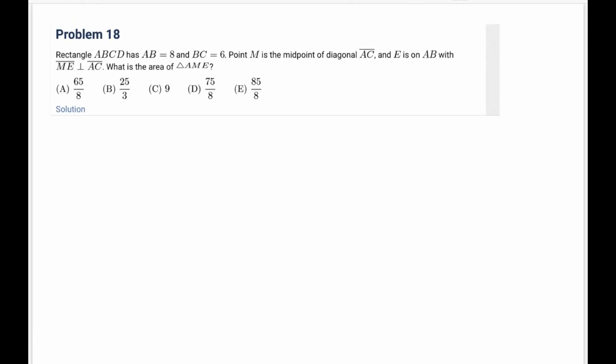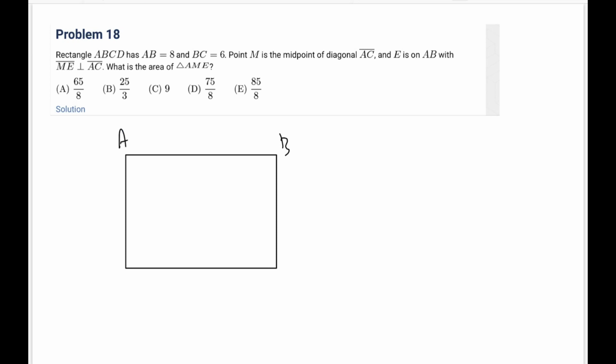And number 18, rectangle ABCD has AB equals 8 and BC equals 6. Point M is the midpoint of diagonal AC and E is on AB, with ME perpendicular to AC. What is the area of AME? Okay, so let's draw this first. There's a rectangle ABCD, not a square, a rectangle, like that, with AB equals 8 and BC equals 6.